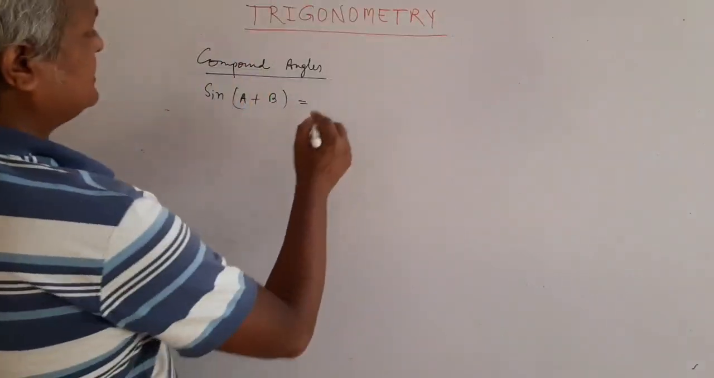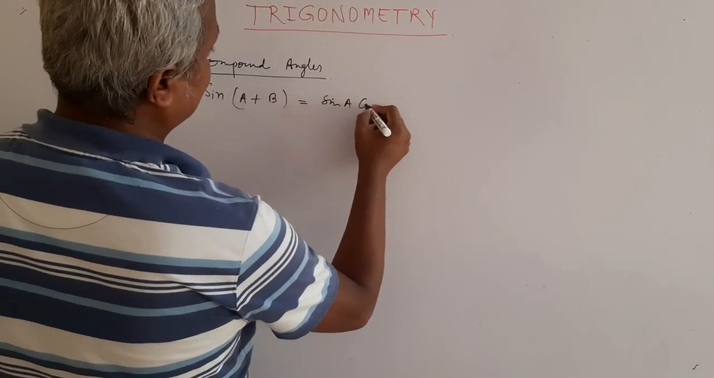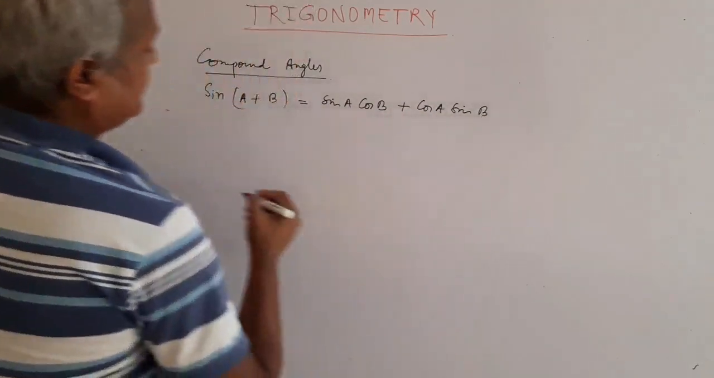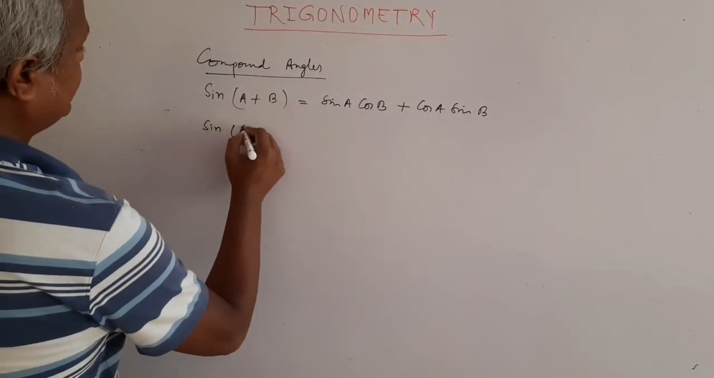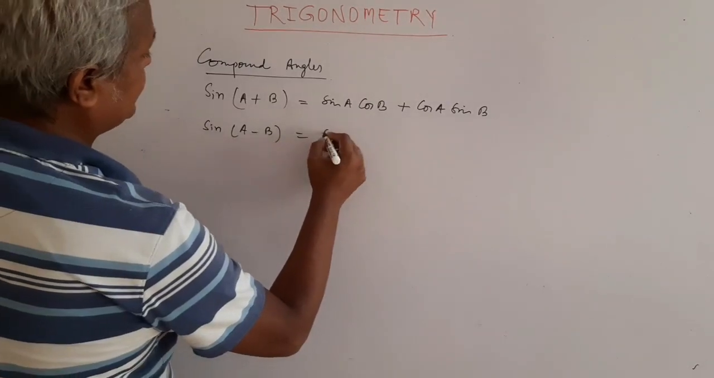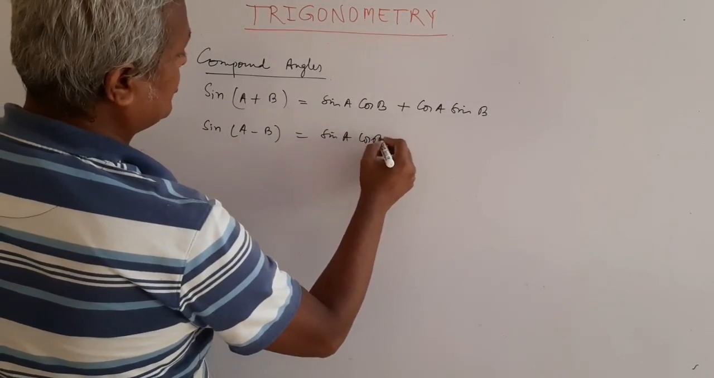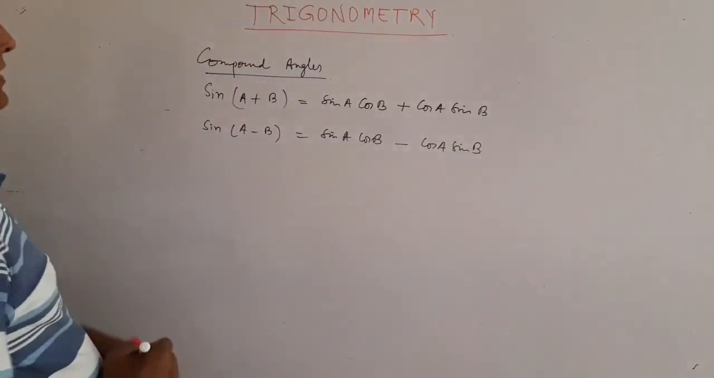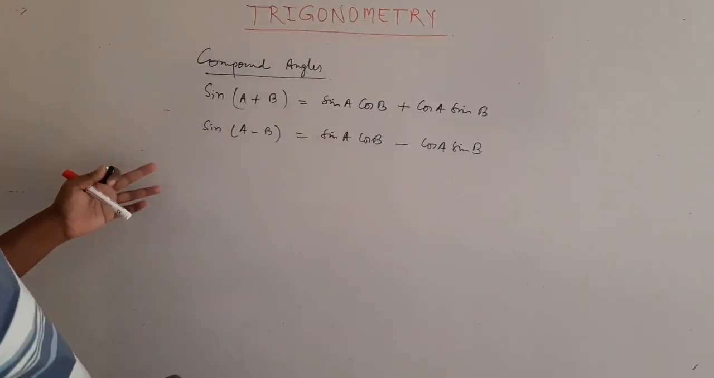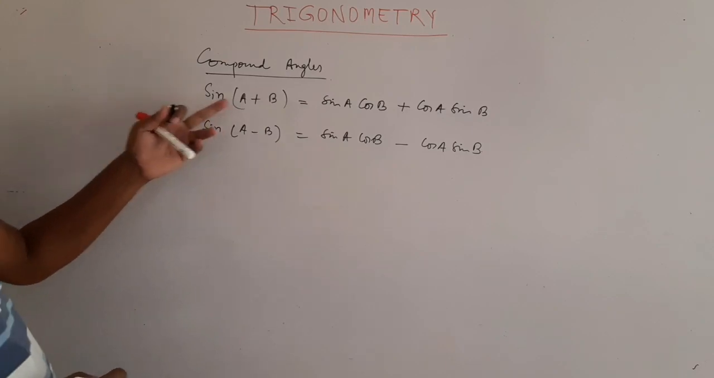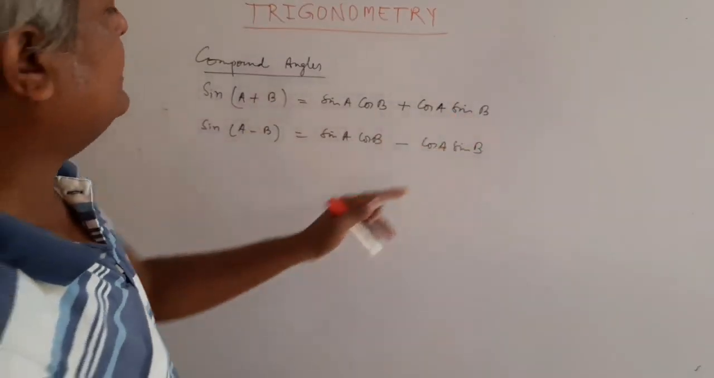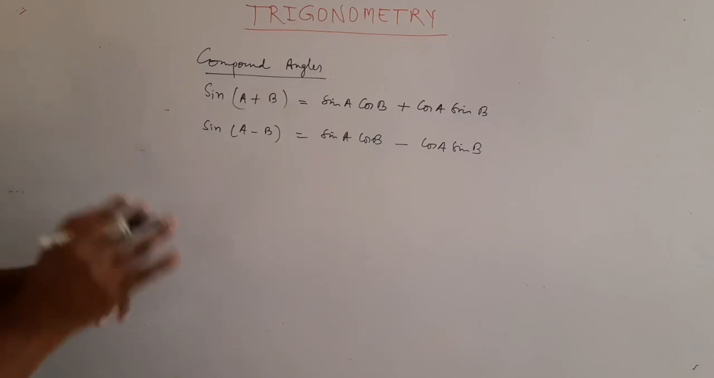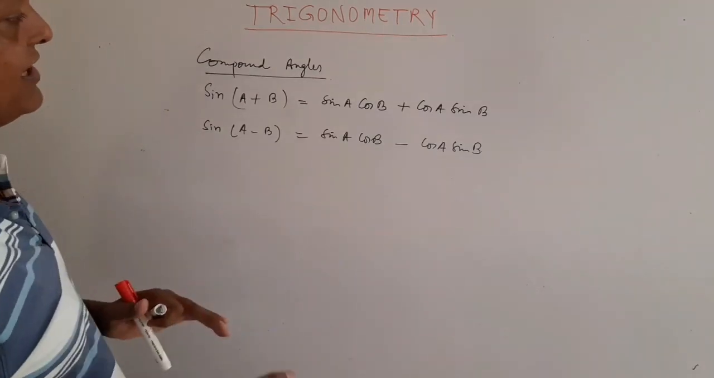So sine A plus B is sine A cos B plus cos A sin B. Then we have another one, sine A minus B, which is sine A cos B minus cos A sin B. Then there are also the cosine ones: cos A plus B, that is cos A cos B minus sin A sin B, and cos A minus B, that is cos A cos B plus sin A sin B.